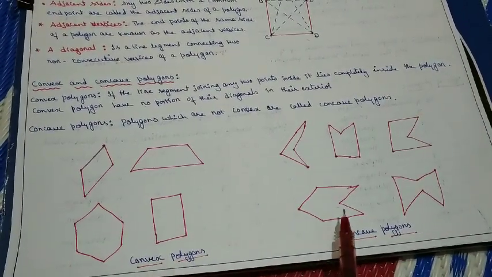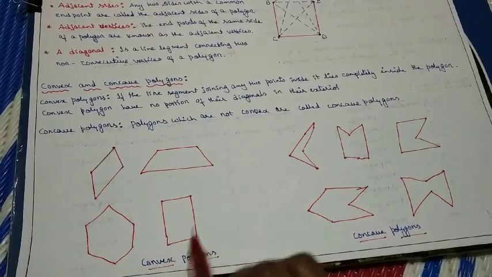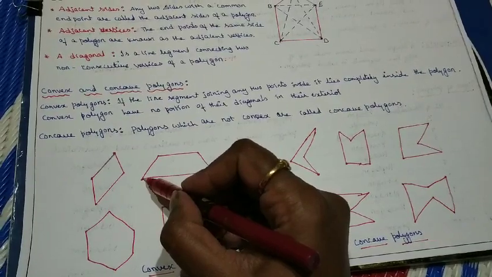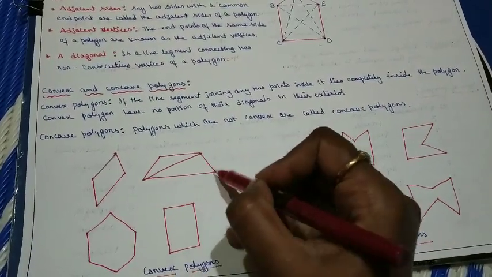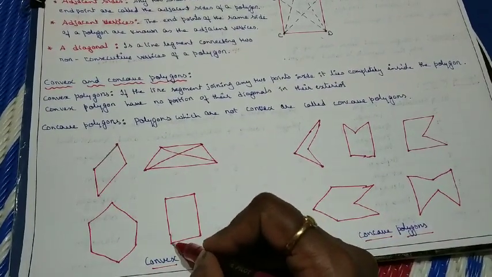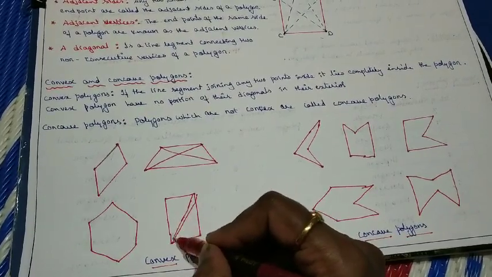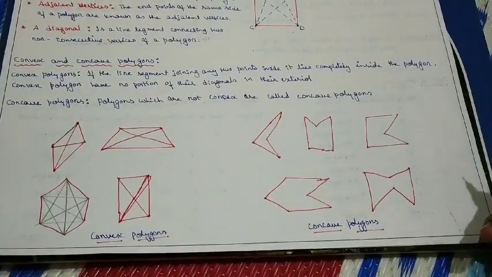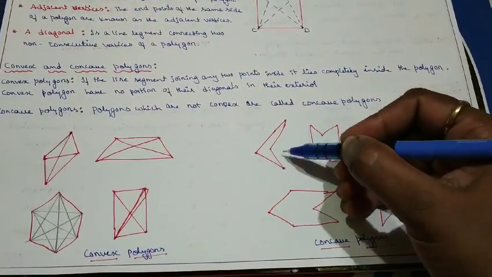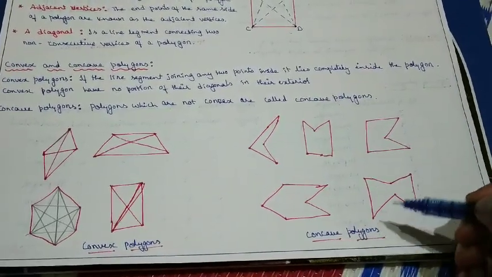Here are the examples for convex polygons and concave polygons. You can observe that in the convex polygons, the diagonals which are formed are inside the figures or inside the polygons. Such polygons we call convex polygons. Whereas in the concave polygons, the diagonals lie outside the polygon. Such polygons we call concave polygons.